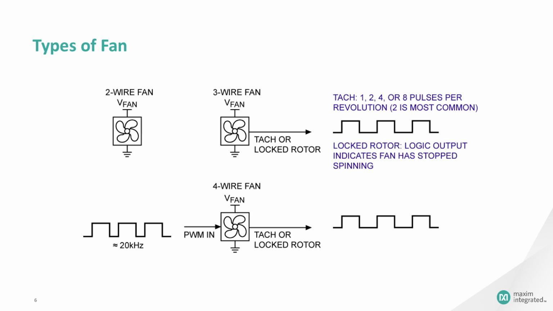4-wire fans add a PWM speed control input. By varying the duty cycle of the PWM waveform supplied to this input, the speed of the fan can be varied over a range of about 30% to 100% of the maximum speed. The recommended PWM frequency is in the range of 15 kHz to 30 kHz for most fans, although some fans will accept input frequencies as low as 100 Hz or as high as 100 kHz. The logic levels are usually compatible with 3.3 volt or 5 volt logic.